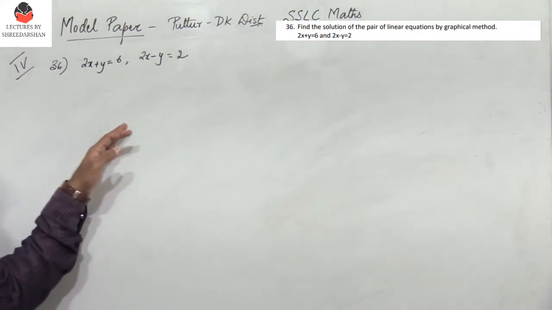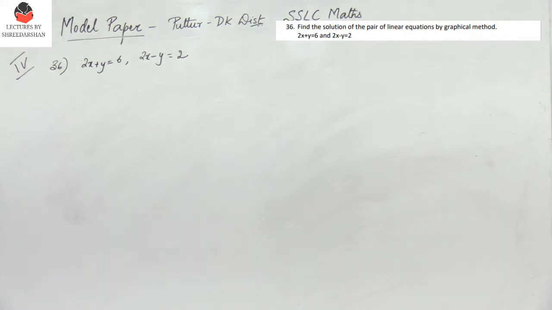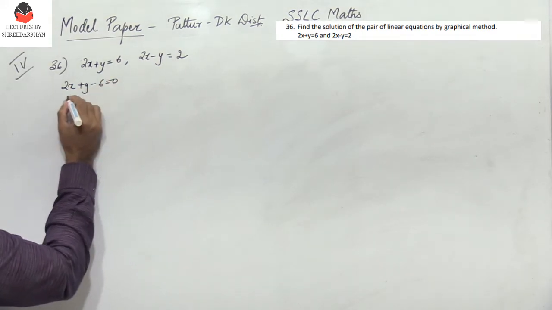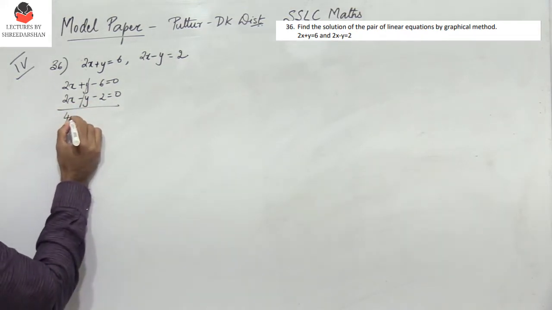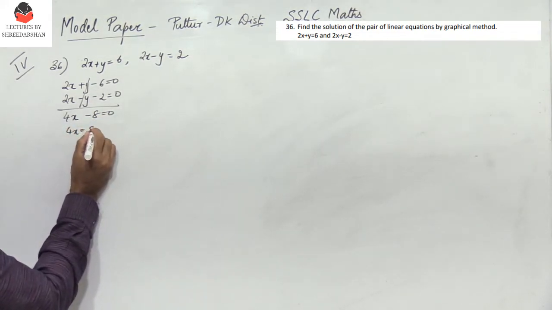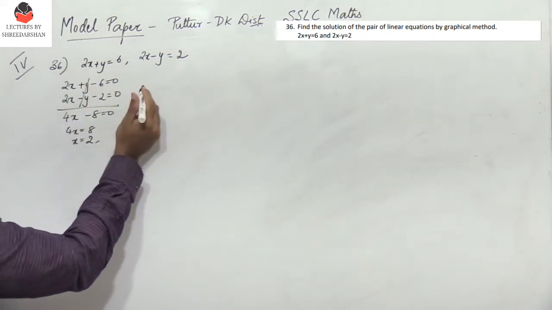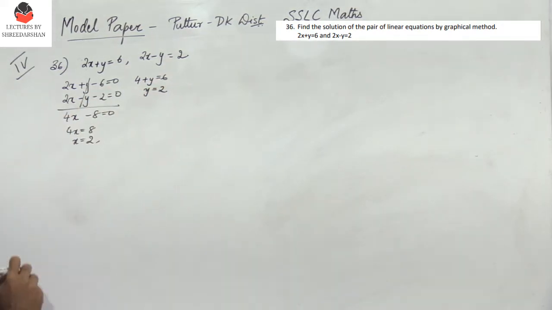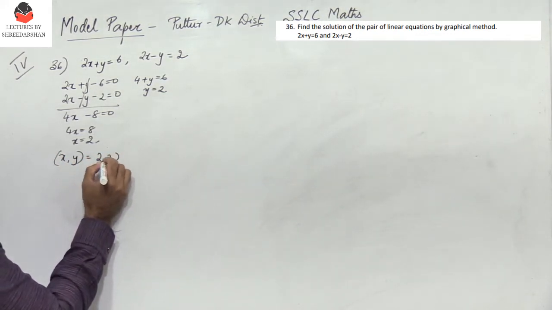So when we have to solve the two equations by graphical method, the best thing is to first find out the solution. So we have 2x plus y minus 6 equals 0, 2x minus y minus 2 equals 0. Add both of them, y gets cancelled. So I get 4x minus 8 equals 0, or 4x equals 8, or x equals 2. Substitute the value of x in any one of the equations. So I have 4 plus y equals 6, or y is equal to 2.